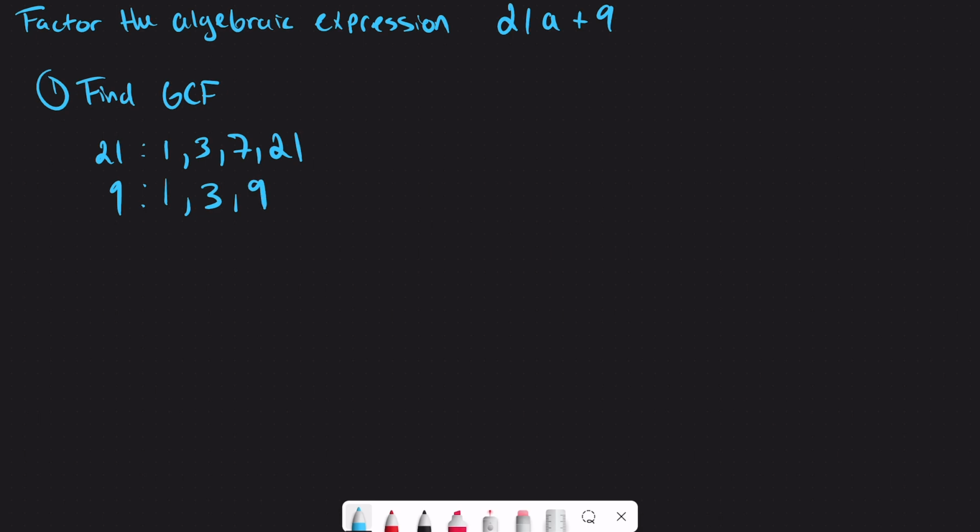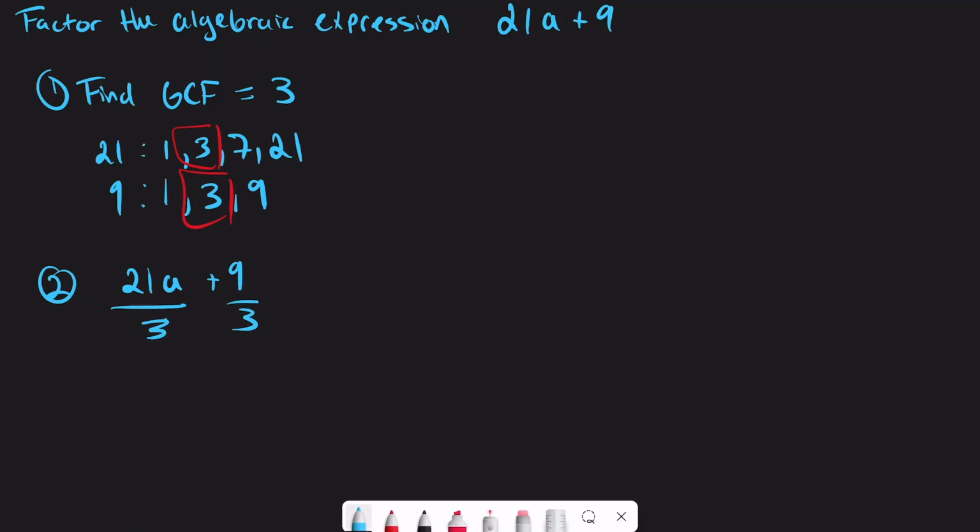Now, the greatest common factor is the very last one I see that's alike. And obviously here we have 3 to be the last one that is alike. So the greatest common factor is going to be 3. Now, the second step in factoring the algebraic expression is to divide the original expression by 3, the greatest common factor. So that's exactly what we're going to do.